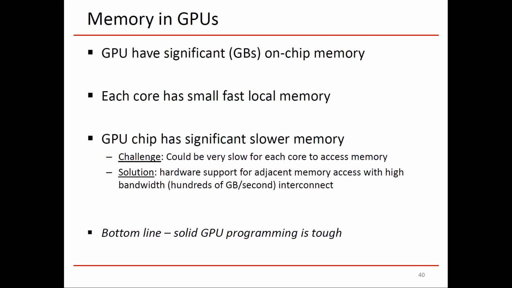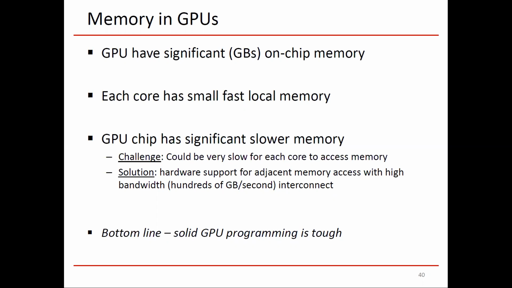But the GPU chip also has significant slower memory. Again, it could be many gigabytes. And to put things in perspective, if I was saying that each core has a few kilobytes of local memory, and maybe there are a few thousand cores, we're talking about many megabytes, but not gigabytes. And at the level of gigabytes, the GPU does have slower memory, but it's not local, it's shared.